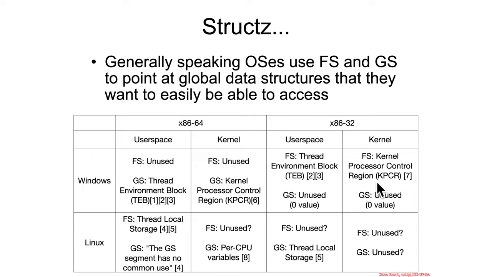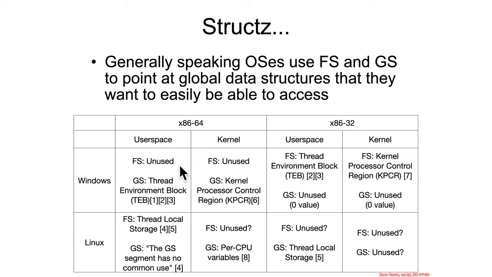And then in kernel space, there was a kernel processor control region, which would be used to hold a bunch of data structure information that the kernel wanted access to. Now on 64-bit, Windows has swapped to be using the GS instead of the FS, and that of course makes things easier because they can just use the swapgs now to flip-flop between these two data structures in kernel. And furthermore, because the 64-bit system can still be running 32-bit code, when they're using 32-bit code, it'll still be using these old locations for these data structures.